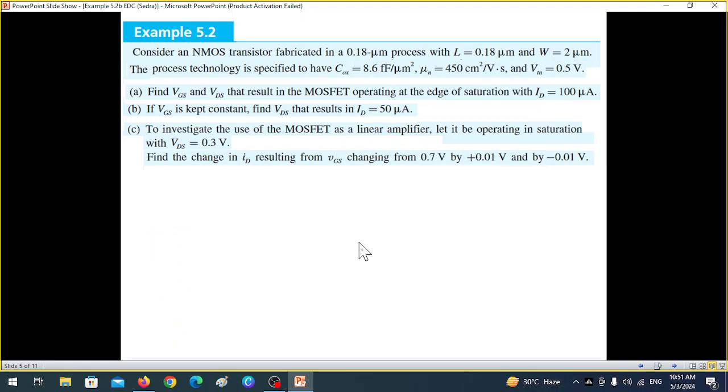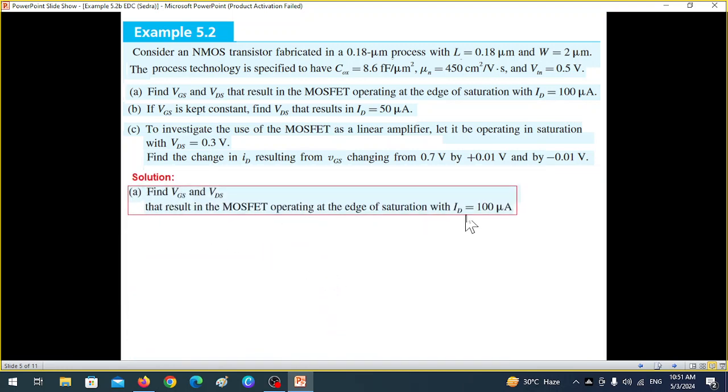Now coming on to the question: consider an NMOS transistor fabricated, and these are the details: length, width, the capacitance, and mobility, VTN. So for the first part, we have to find VGS and VDS that result in the MOSFET operating at the edge of saturation with ID of 100 microampere. So we'll first of all tackle part A.